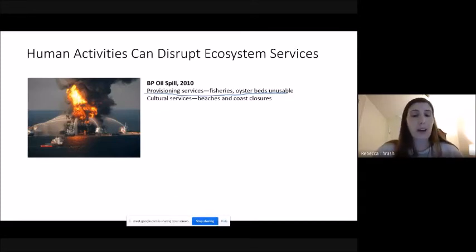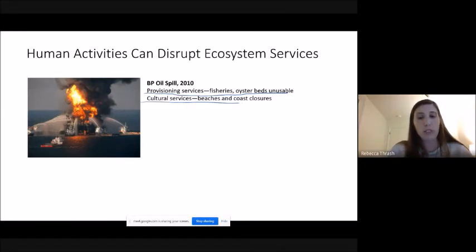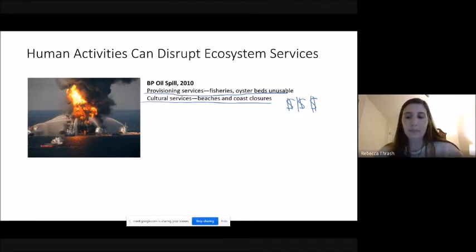Well, after this oil spill happened, those fisheries and oyster beds were unusable. And so the people that relied on those provisioning services for a living, for economic stability, lost it completely. Many, many different tourist and vacation industries along the coast had to close because the beaches and the coast were closed. And so those cultural services that were provided by those ecosystems were completely disrupted. And what this usually means for people is a loss of economic gain. So people lose jobs, and it's overall just a bad situation.